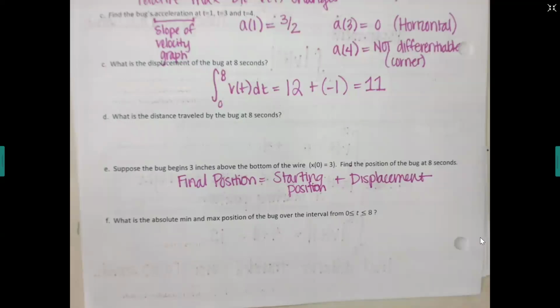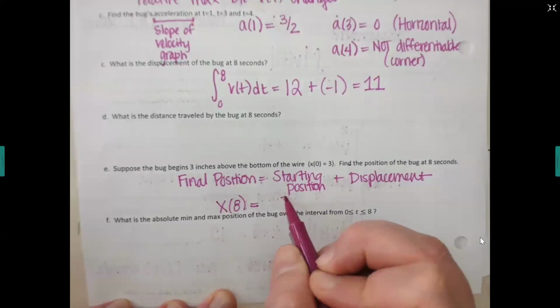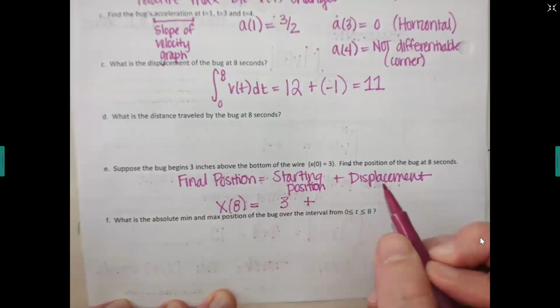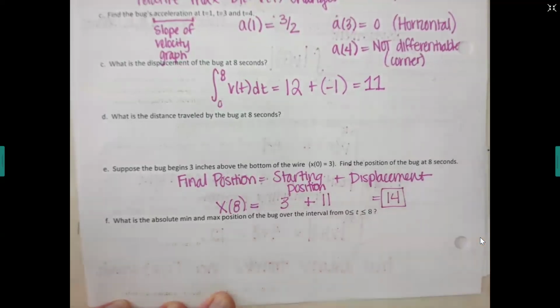So here's what that means. If I know the bug's starting position is 3, and I know that its net change in position is 11, where is its final position going to be? Already at 3, and then it goes overall up 11. Where would it be? 14. Very good. So we're going to put the position at 8 is the starting position 3 plus the displacement, which is 11, for an overall position of 14.